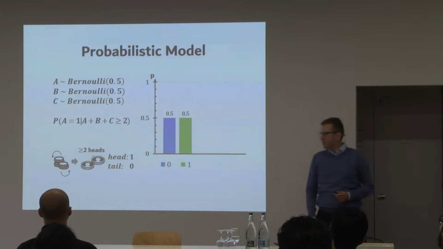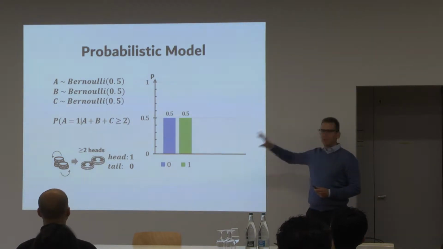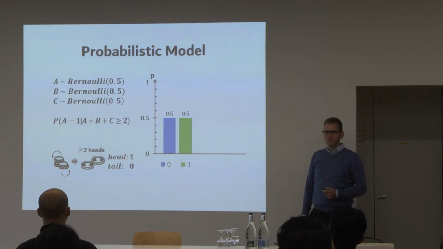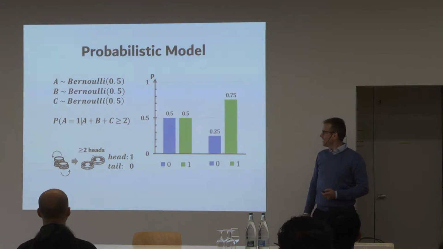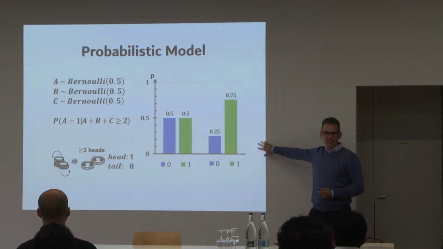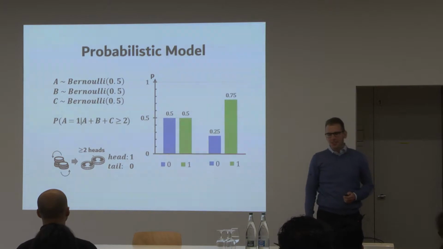So what happens if we know that at least 2 of them resulted in a head? And we again write it in math notation like this. Do we expect the distribution to change? What's more likely, to be head or to be tail? Head, yes. And here is how the probability looks after we know this additional fact.